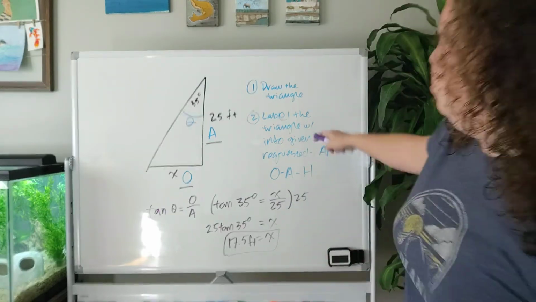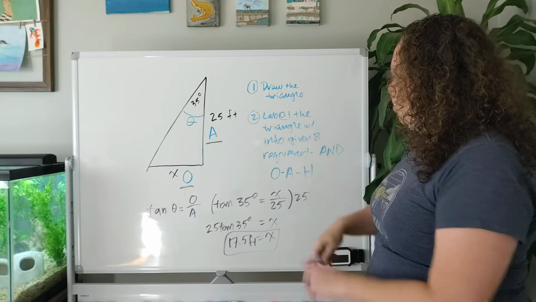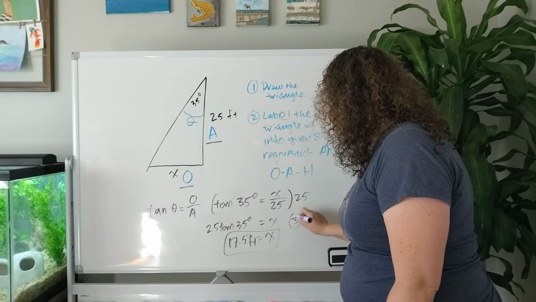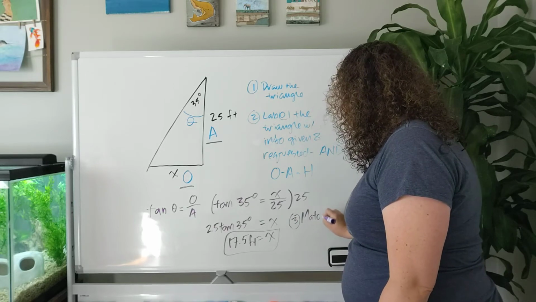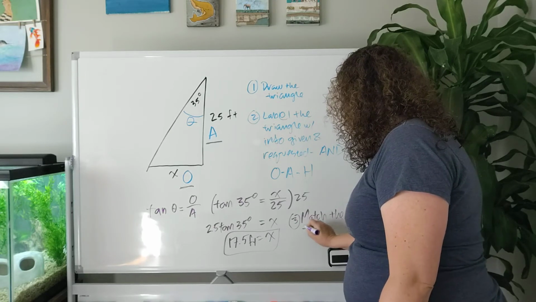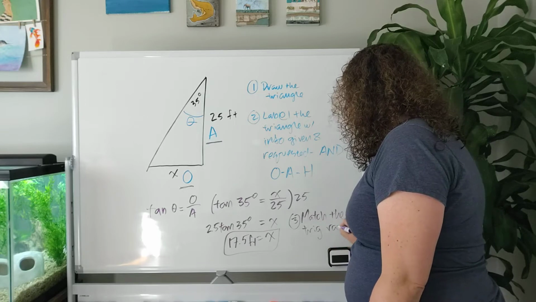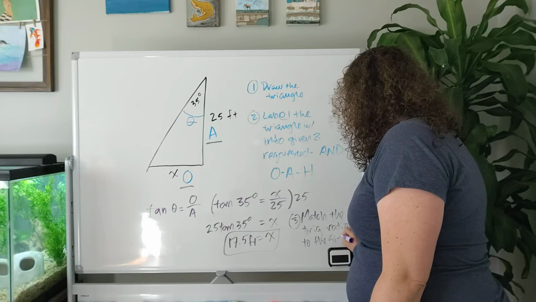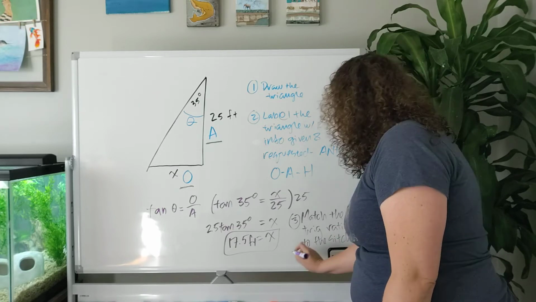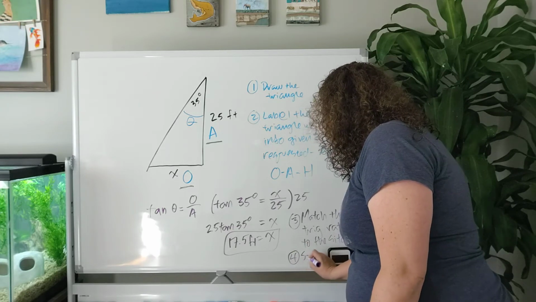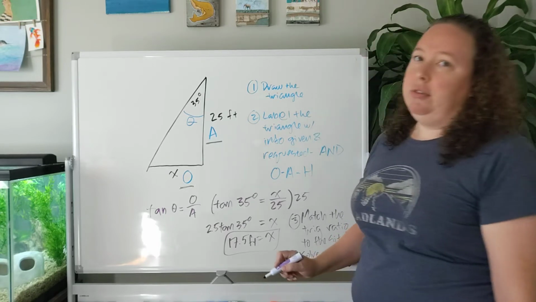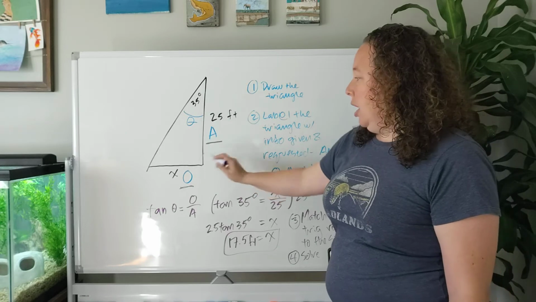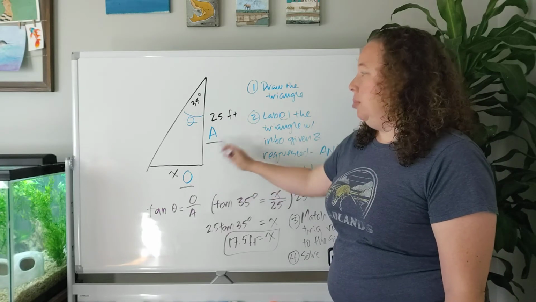So we draw the triangle, we label the triangle, then we match the trig ratio to the situation, and then we solve. So we drew the triangle, we labeled the triangle, including, importantly, the opposite and adjacent.